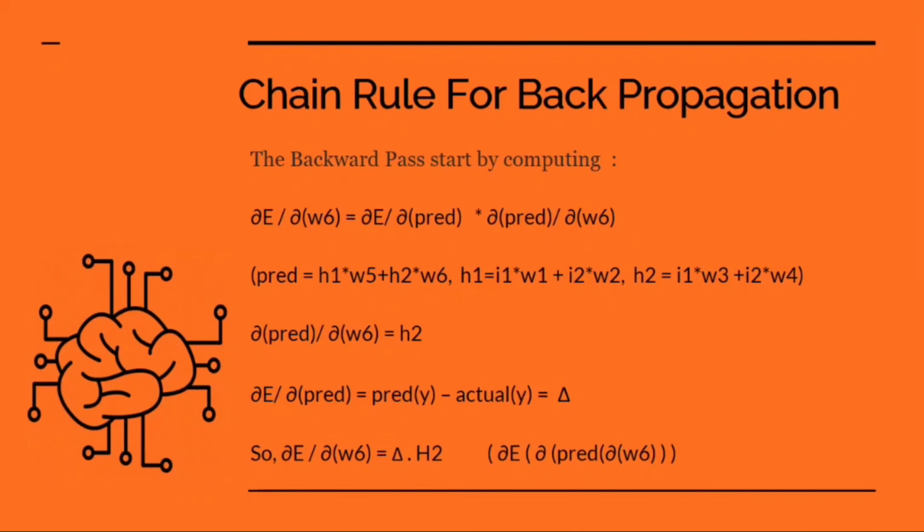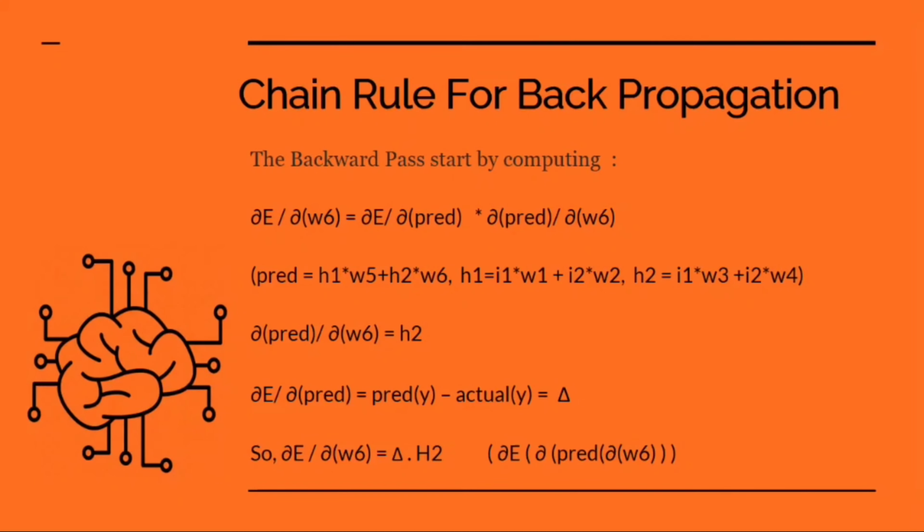Predicted value is the sum of the concatenated values of the hidden layers with the respective weights, and H1 and H2 are the two hidden layers, summed with the concatenated values of the input and their respective weights. So when we find the first term, derivation function of predicted value with respect to W6, we obtain a value of H2. Similarly, when we find the second term, which is derivation function of error equation with respect to predicted value, we obtain predicted value minus actual value, which we denote with delta.